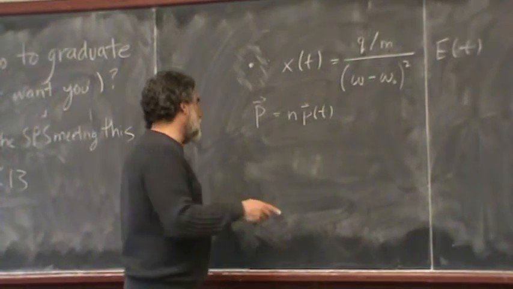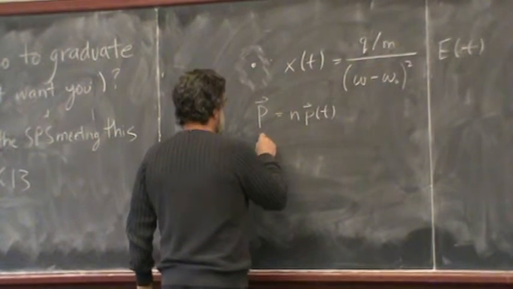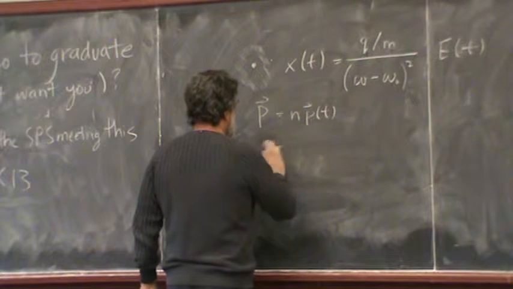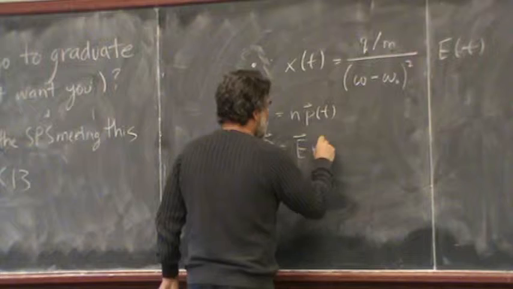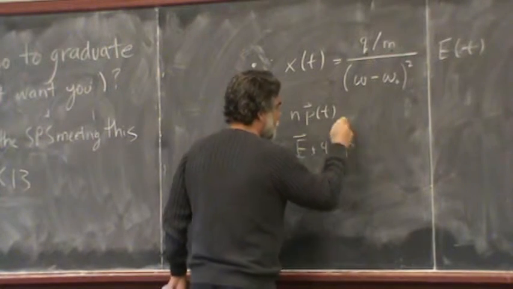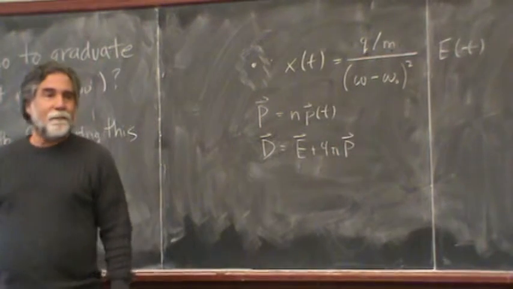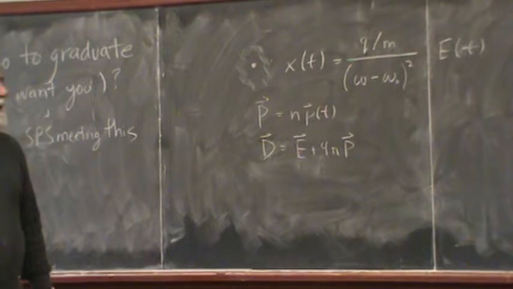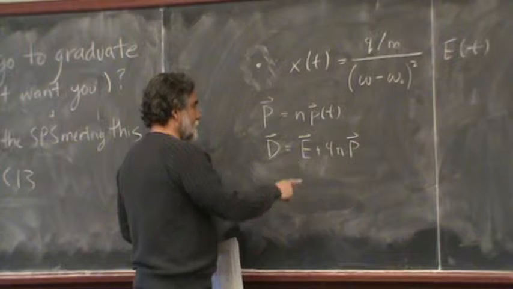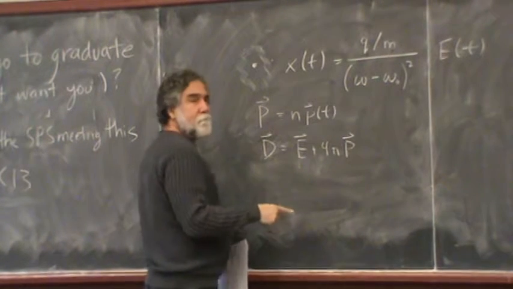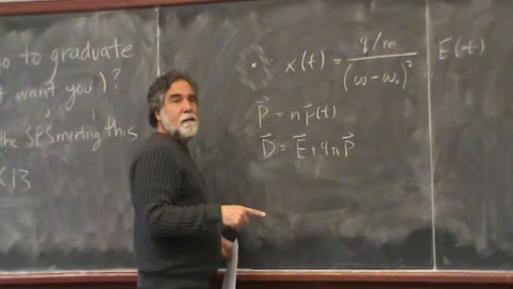I forgot, let's see, D is equal to E plus 4 pi P, or something like that. Plus, minus, what's the sign? It's plus for the D field and minus for the H field.